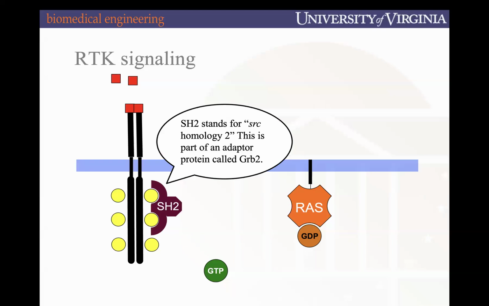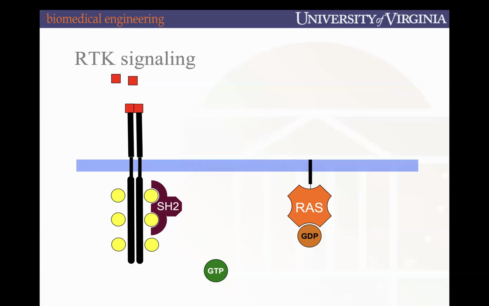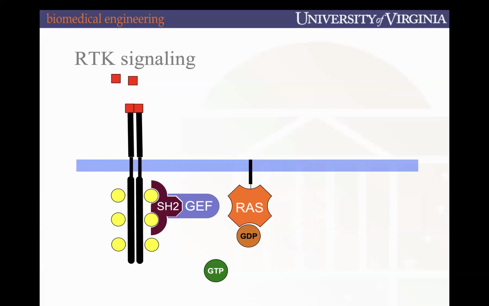And this SH2 domain is part of a protein called GRB2. The easy way to think about this is that it grabs two phosphates on the tyrosine kinase domain of this receptor. Once the SH2 domain of GRB2 binds there, it'll then bind to this nucleotide exchange factor called GEF, and GEF is now able to bind to RAS and exchange GDP for GTP.